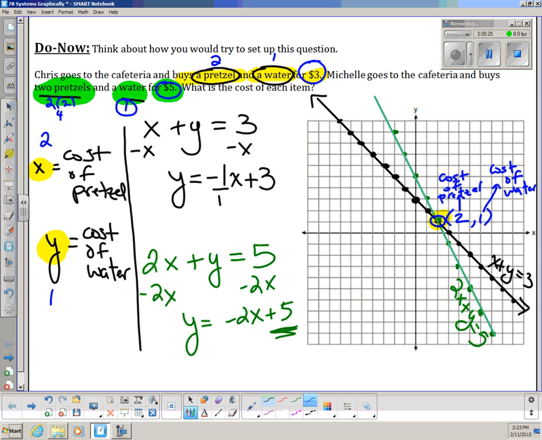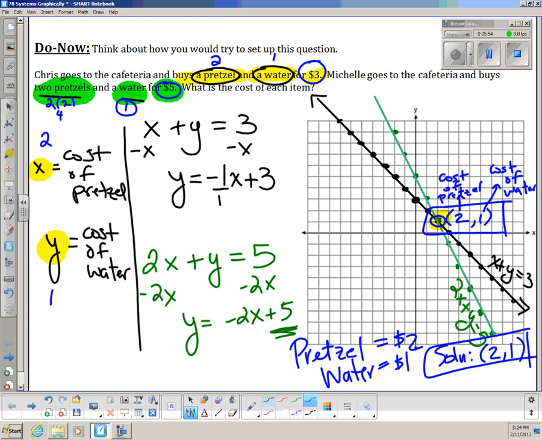So that's how we can actually solve this problem graphically. You can graph the two lines and find out where they meet. And so the solution to this is a pretzel costs $2 and a water costs 1. And the solution, what we call this, is a system of equations. And the solution to the system of equations is a point. It's 2, 1. And in this particular case, it has a meaning.